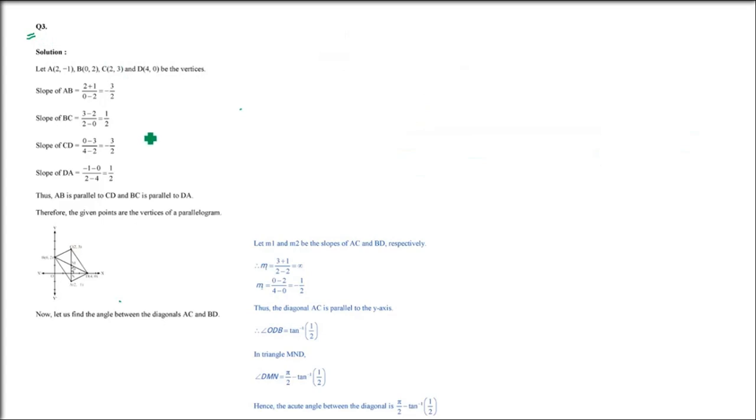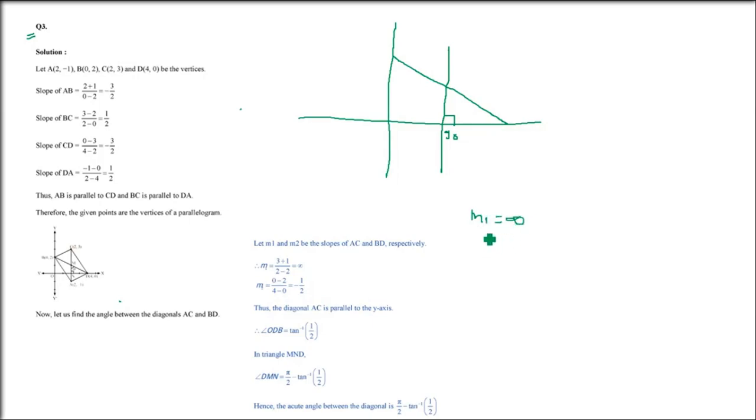Since the first slope is infinite, I'll tell you how the triangle will be formed and how we are going to find the angle between them. So we have two diagonals. I'm not writing all these, I'm just making the diagonals. This is one diagonal and this is the other diagonal. Now this is 90 degree. We just saw m1 is infinite, tan theta is infinity, so theta has to be 90 degree.